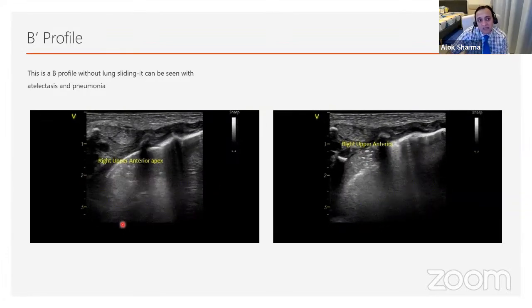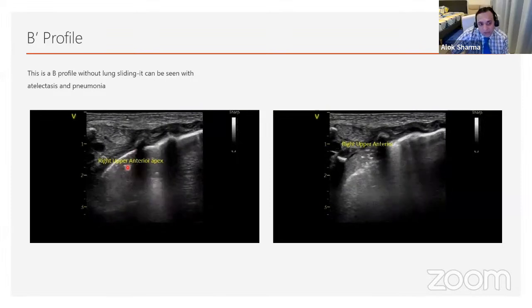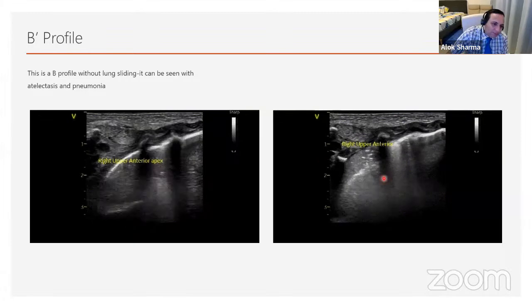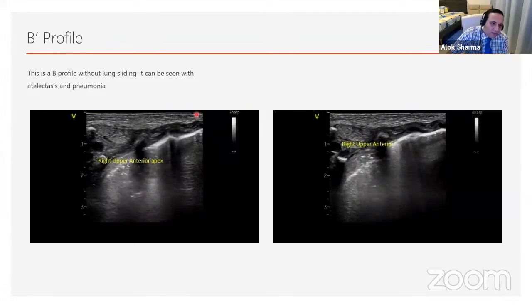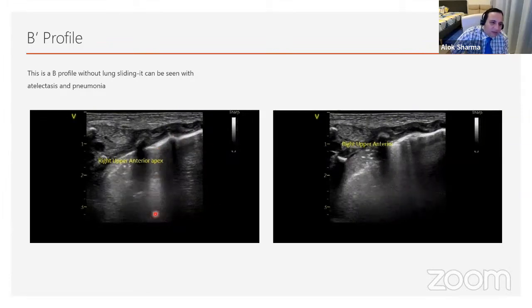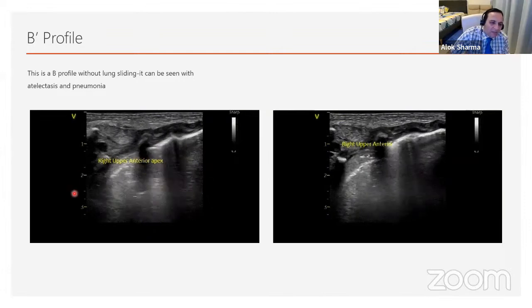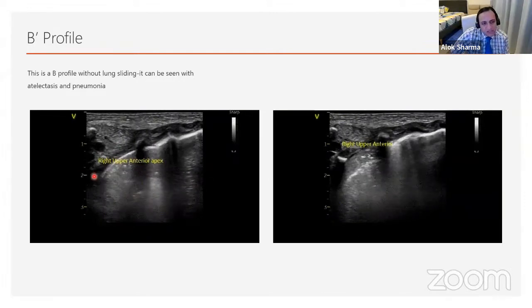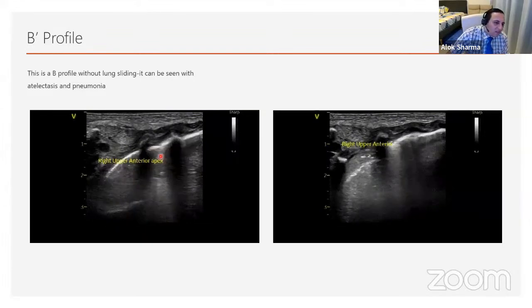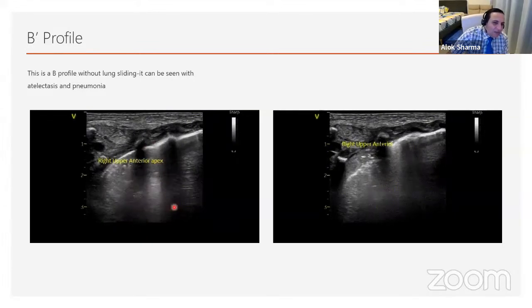But they would both be C profiles. This is a B dash profile, actually. This is a C profile for you. Okay. And the reason I call that a B dash profile is this is B. So this is a B profile. This is probably a compact B line. This is consolidation, so a C profile, so it coexists. The pleural margin is not moving in this region. Hence, I've given this as an example of B dash.